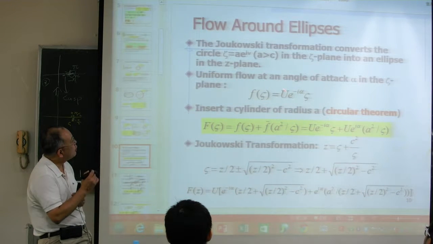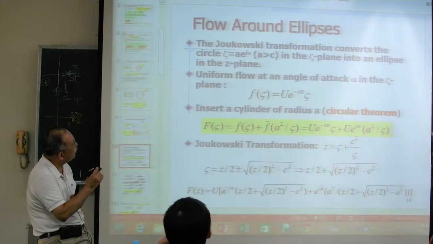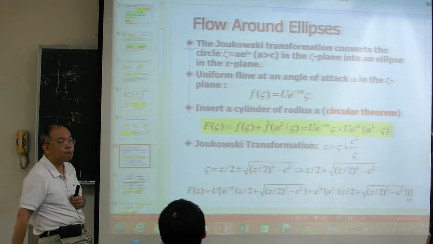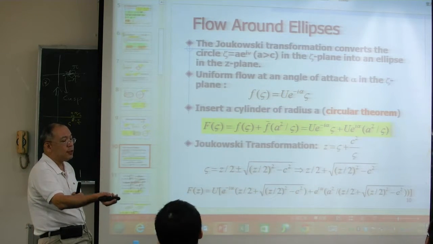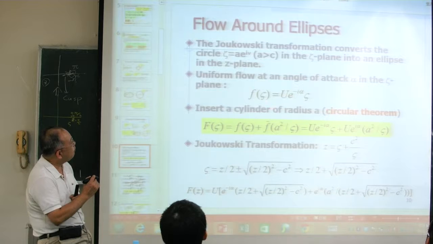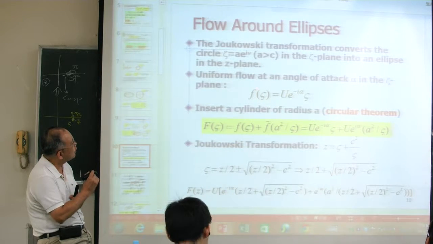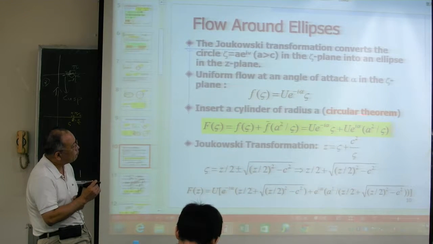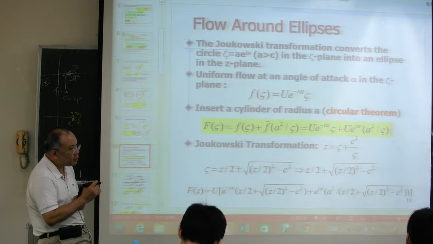So we just mentioned, through this Joukowski transformation, if the circle is zeta equal to A e^(iμ), and A is greater than C in the zeta plane, it will be transformed, or mapped, to the z plane and become what? Become the ellipse, right? So for flow over a cylinder, we know how to write down the complex potential very easily, right? So in the zeta plane it is the flow over a cylinder. So here we can use the so-called circle theorem. Remember what the circle theorem is?